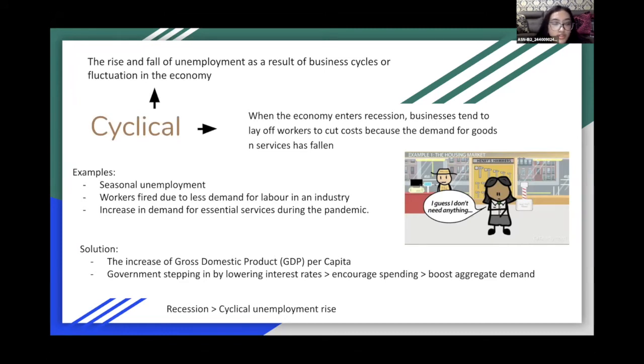And another solution to cyclical unemployment is having the government step in by lowering the interest rates, which makes loans and credit card payments cheaper, which in return would encourage people to spend more. Therefore, it could help boost market confidence and get the aggregate demand to rise back to normal. And yeah, next slide.